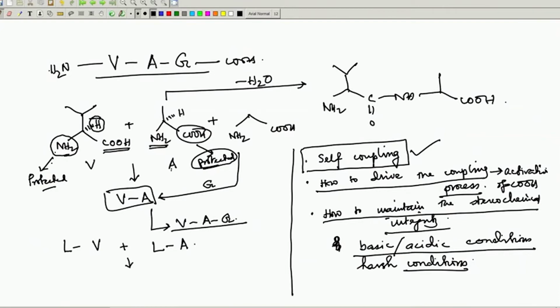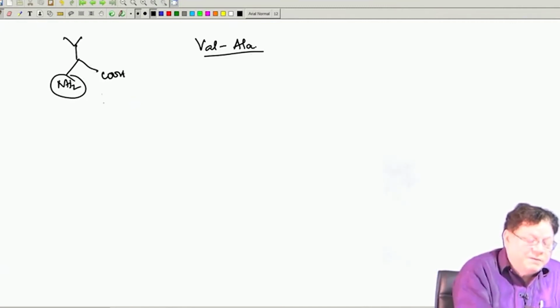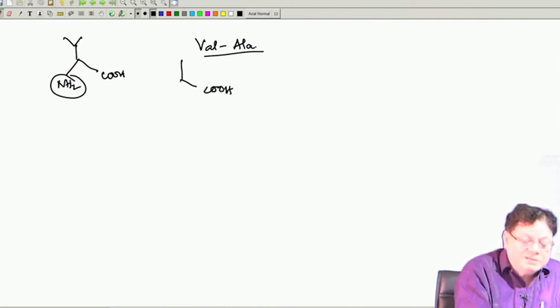So, that is why these are the three things. First, what it says, as I told you, our first business is that if I want to make the dipeptide between valine and alanine, what do I want to do? I need to protect the amine of valine, keeping the carboxy free. This is valine, and I want to protect the alanine carboxylic acid and keep the amine free.